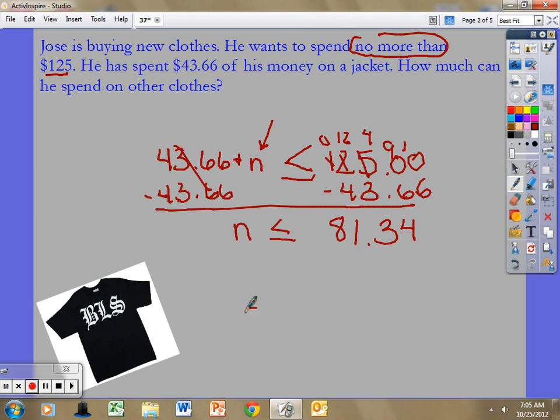And I'm sure he's going to want this BLS t-shirt here. And Jose will know what BLS is. You can ask Jose if you'd like. But so he can spend no more than $81.34.